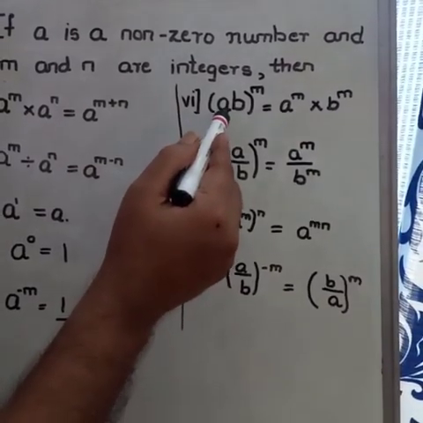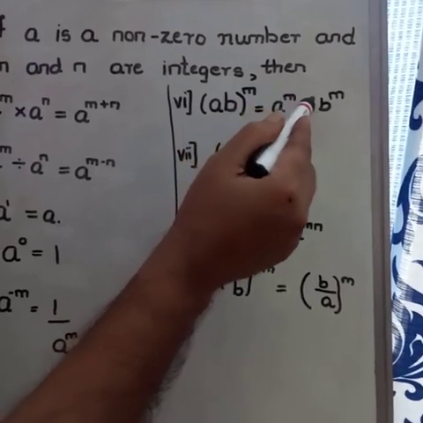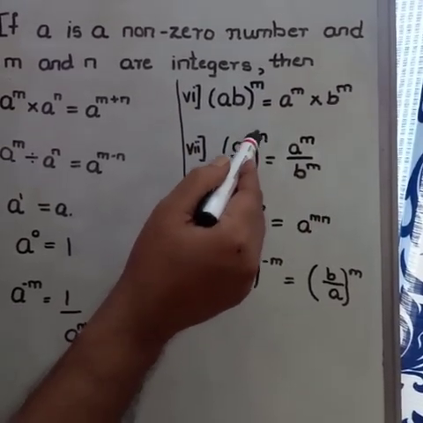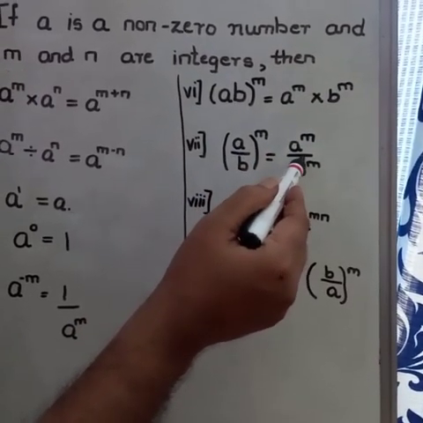The sixth one, ab raised to m can be written as a raised to m into b raised to m. Same way, a upon b raised to m can be written as a raised to m upon b raised to m.